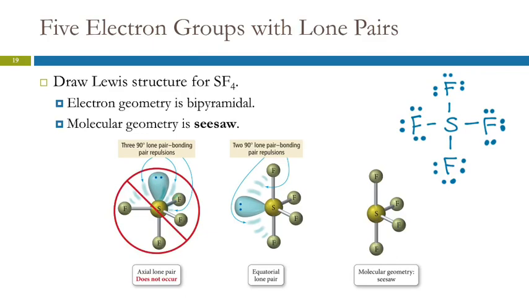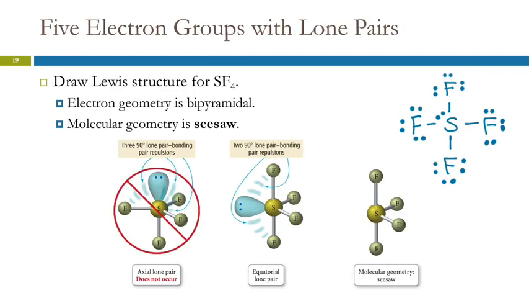On the sulfur. Sulfur's in period 3. It has d orbitals available, has that d room on its 3rd floor of the hotel to accommodate some extra visitors. So we can put those in here. And if you do formal charges, they're all 0. It's all good. So how many groups? 5 groups. 4 bonds and a lone pair.